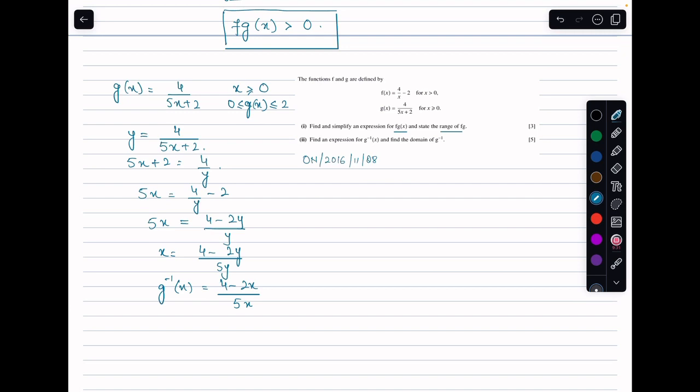And I have the domain and range for g, therefore for G inverse I can say that the domain needs to be 0 less than or equal to x, which is less than or equal to 2, and for the range I should say that G inverse should be greater than or equal to 0. So this is going to be the answer for part 2 here.